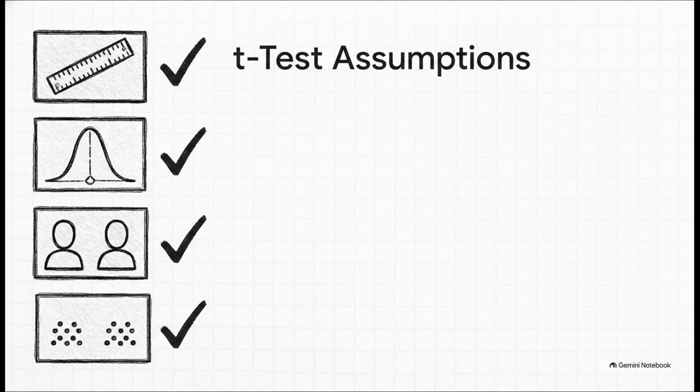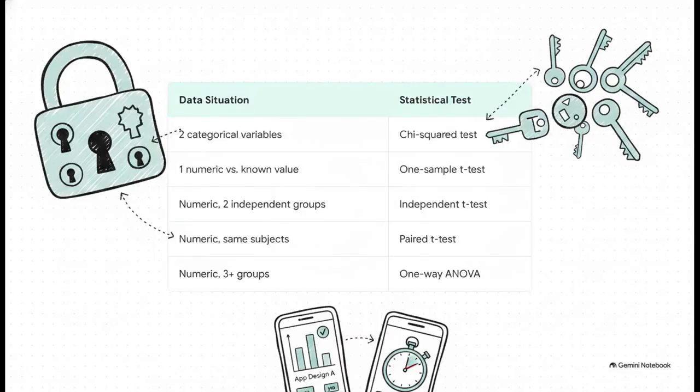If that last assumption fails, don't panic, you just adapt and use Welch's t-test instead, which handles unequal variances beautifully. Because depending on your data situation, your chosen test changes entirely. Here's your master toolkit. If you're comparing a numeric outcome across two independent groups, like say task completion time, you'd use an independent t-test. But what if you're looking at categorical data?